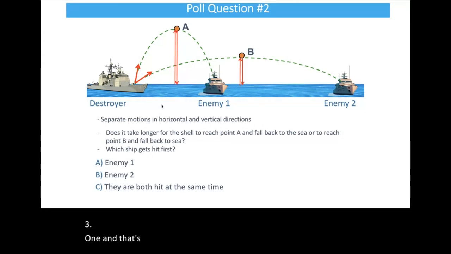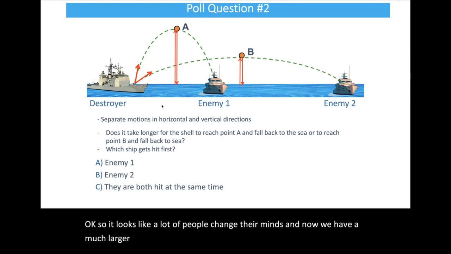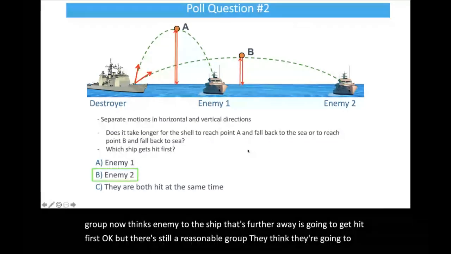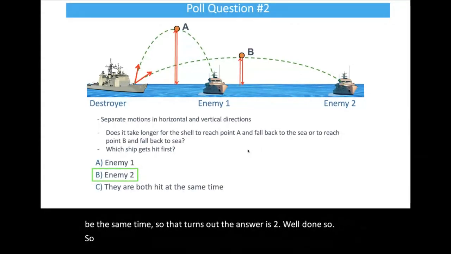And let's look at the responses again. It looks like a lot of people changed their minds, and now we have a much larger group for B. The biggest group now thinks enemy 2, the ship that's further away, is going to get hit first. There's still a reasonable group that think they're going to be the same time. It turns out the answer is 2. Well done, so the hint seems to have helped. Let's end the poll to get it out of the way.